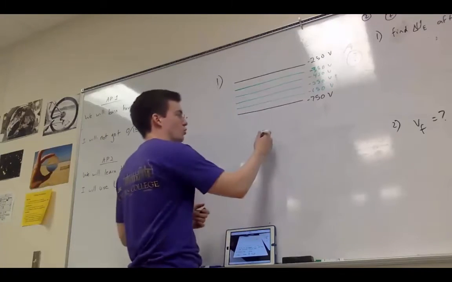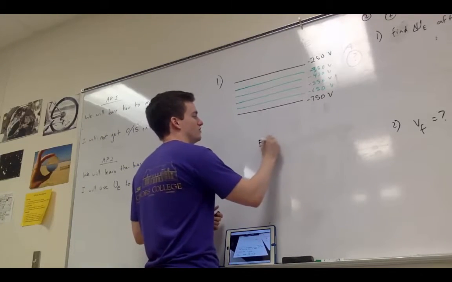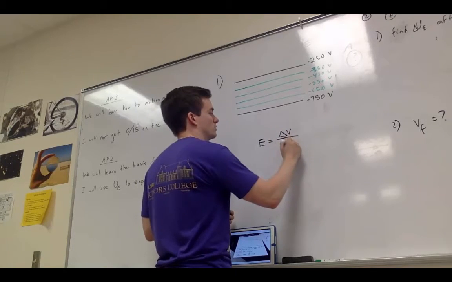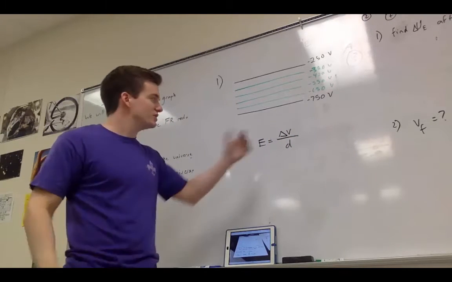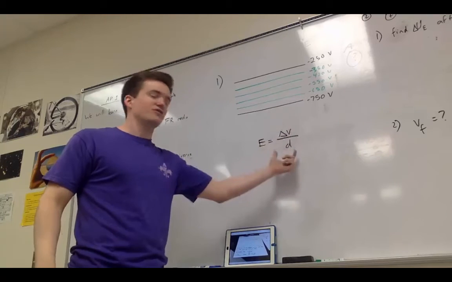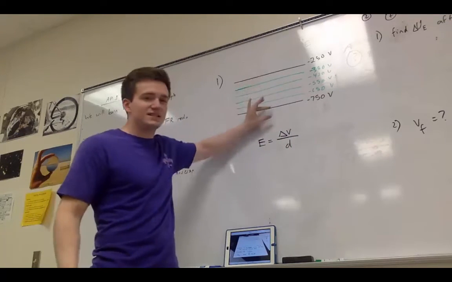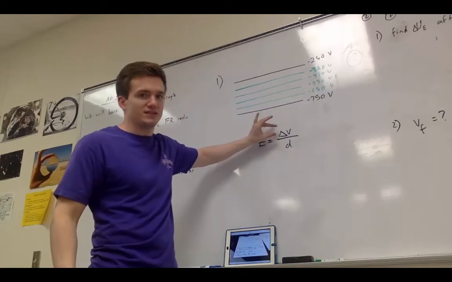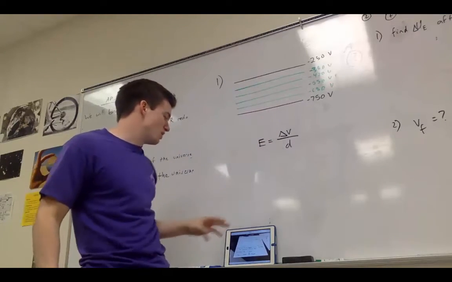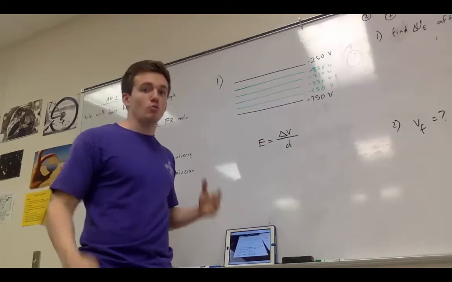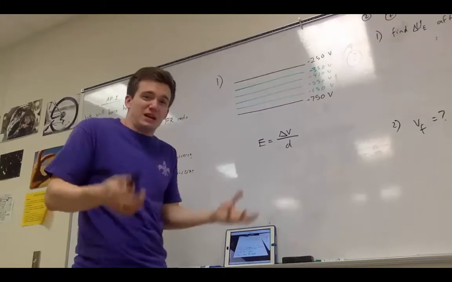Our logic here, the way we know this, is that the electric field is the negative change in voltage divided by the distance apart. So if the distance is the same, that means the delta V is the same because the electric field everywhere in there is the same. And we know it's the same just because it's how a capacitor works.